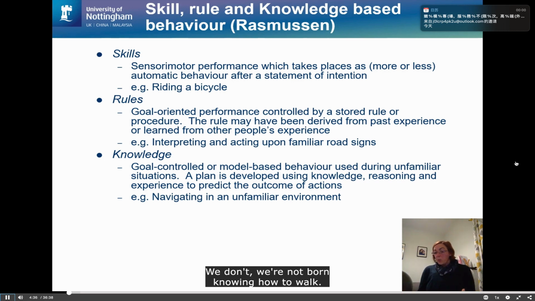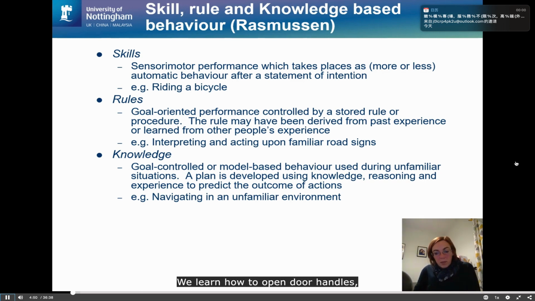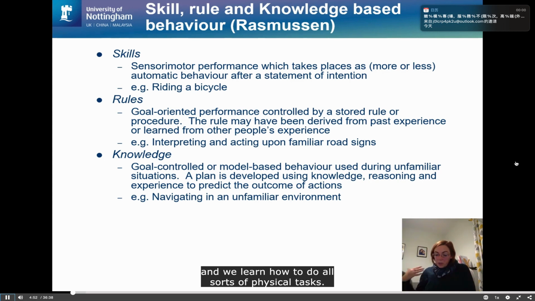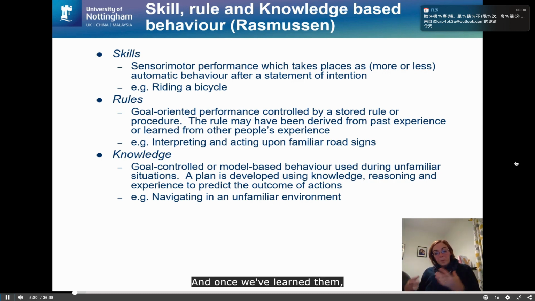We're not born knowing how to walk. We learn, we either teach ourselves or are taught a little bit how to walk when we're very young. We learn how to feed ourselves using cutlery. We learn how to open door handles. We learn how to do all sorts of physical tasks, and then sometimes we explicitly choose to learn things like riding a bicycle, and once we've learned them, we're able to execute them as automatic skill-based behaviour.